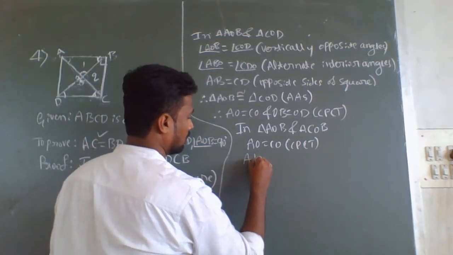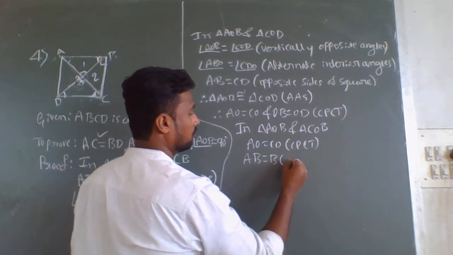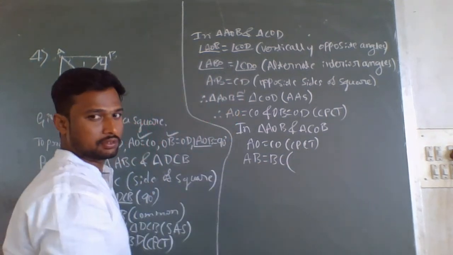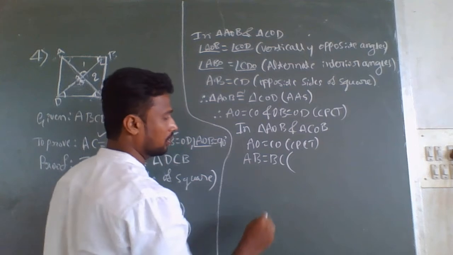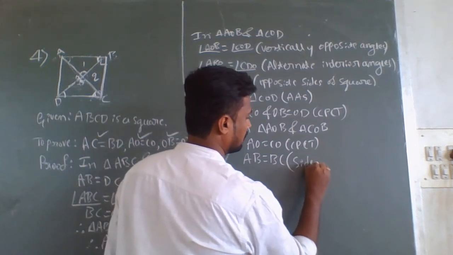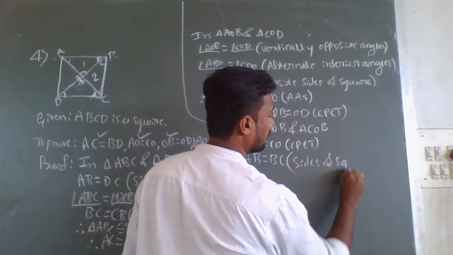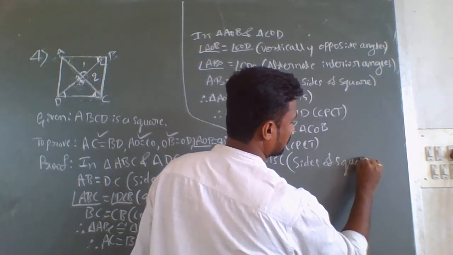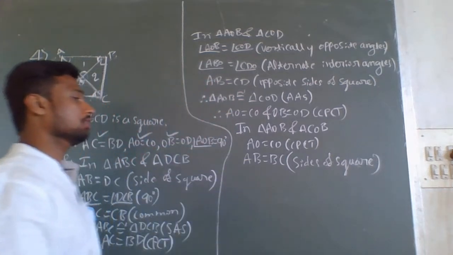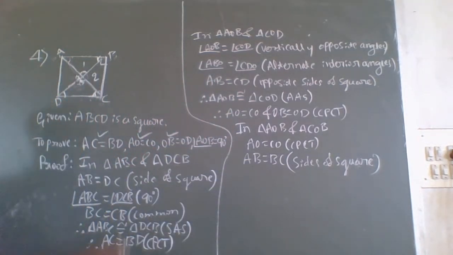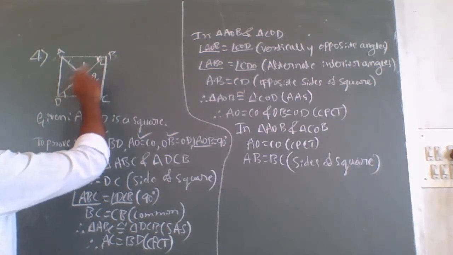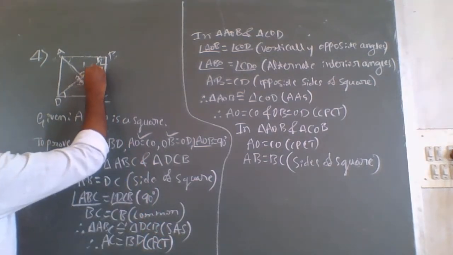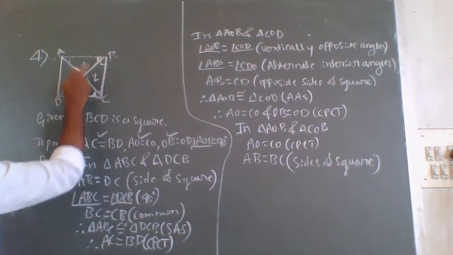AB equals BC means these are the sides of a square. All the sides of a square are equal. Therefore, I write here sides of square, meaning all the sides are equal in a square. So now again these two sides are equal. Now we can write OB is equal to BO. It means side OB is common to both triangles.